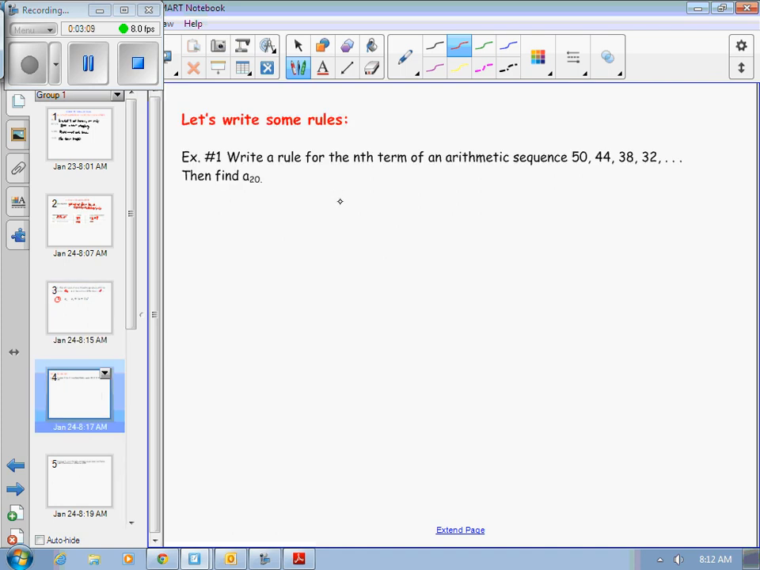Writing rules is relatively straightforward. Write a rule for the nth term of an arithmetic sequence with those numbers, and then find the 20th term. Anytime you're presented with one of these questions, we encourage you to start with a sub n equals a1 plus n minus 1 times d. For what it's worth, the location of that d doesn't matter. You can also put it in the front of that if you'd like to. This is just the formal notation.